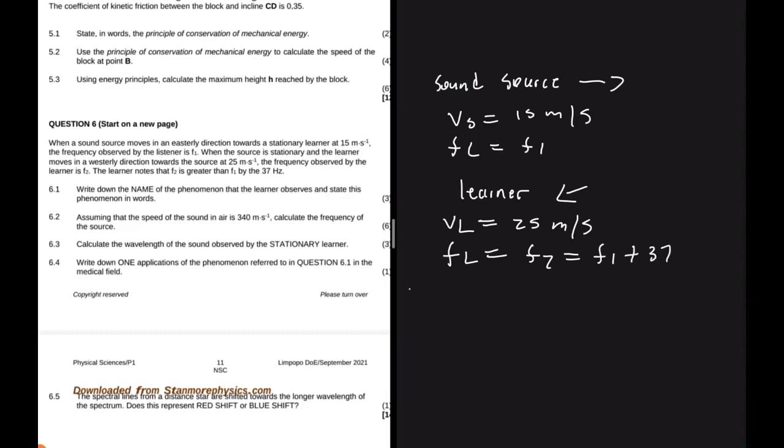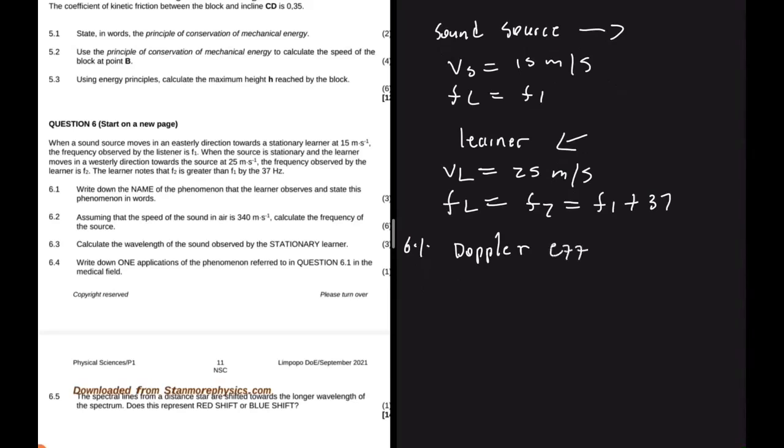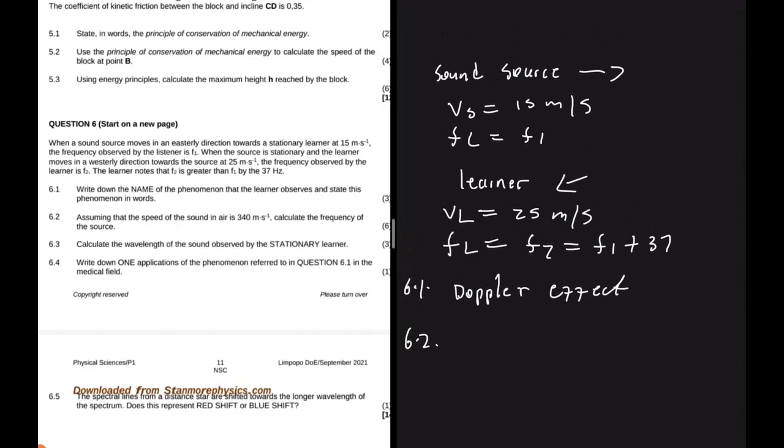And then 6.1 says, write down the name of the phenomenon that the learner observes and state this phenomenon in words. So we know that the phenomenon is the Doppler effect, because the observed frequency and the emitted frequency are different because of the relative movement between the sound source, the listener, and the speed of sound in air. And then 6.2 says, assuming that the speed of sound in air is 340 meters per second, calculate the frequency of the source.